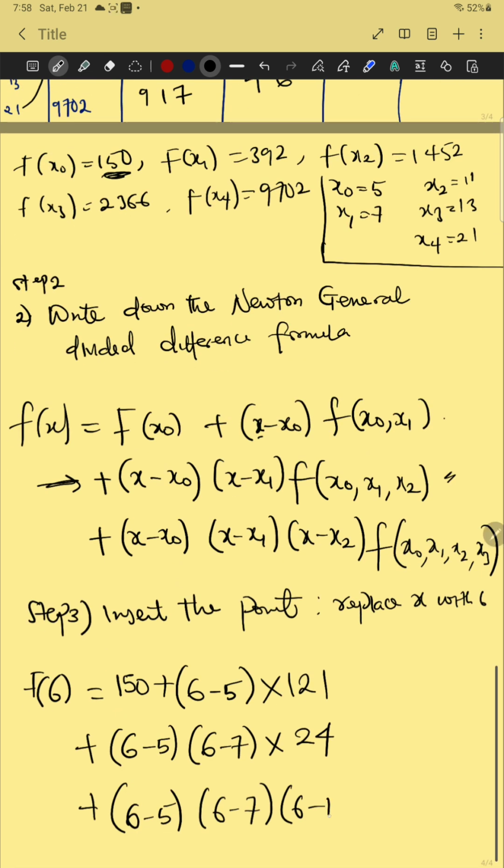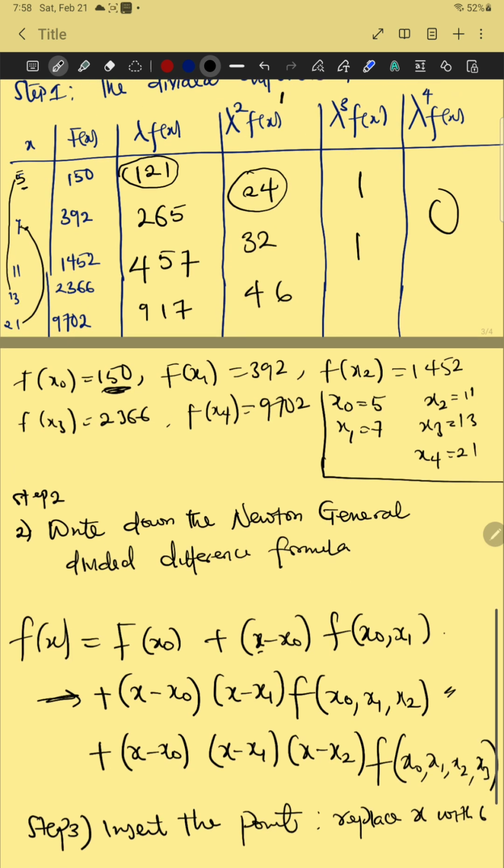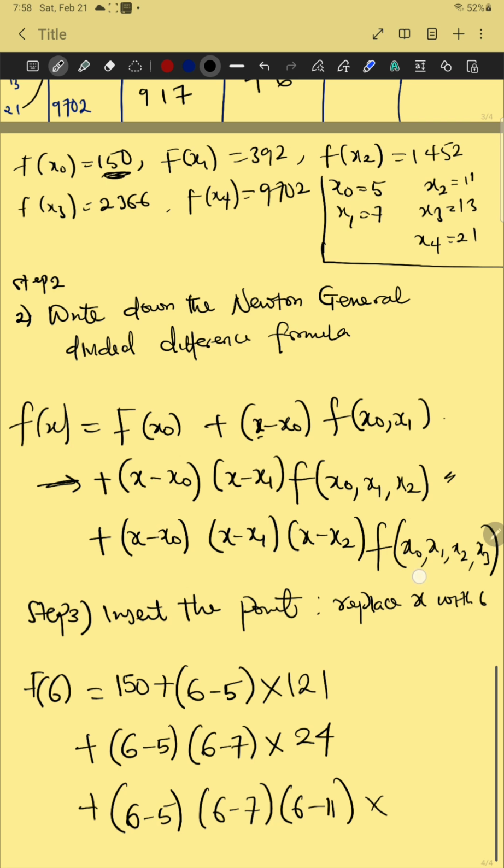6 minus 11. All right. Multiplied by what? Multiplied by 1. Did you see? What did you do to get 4 intervals? Right here. Multiplied by 1.